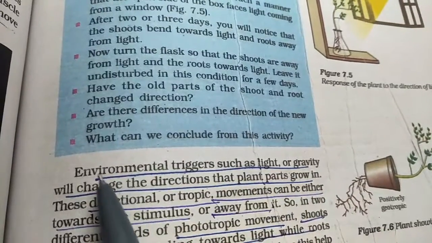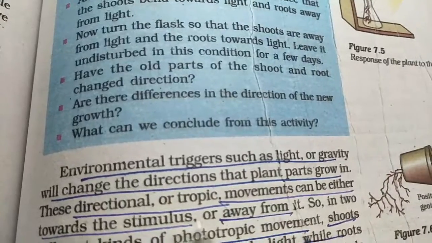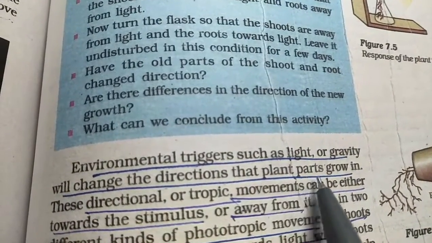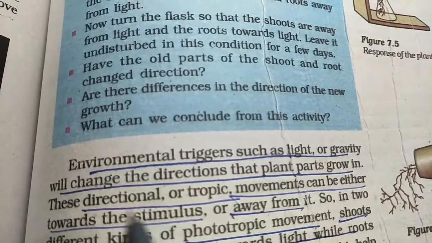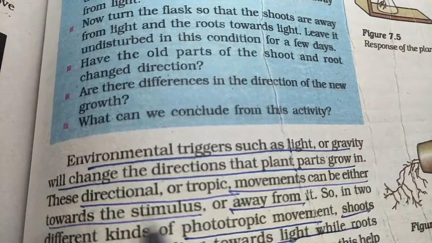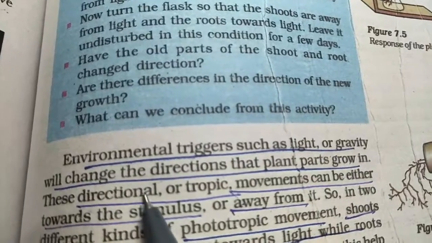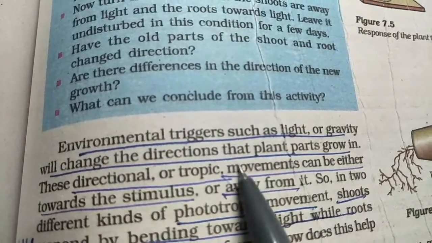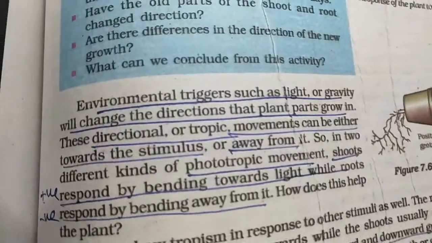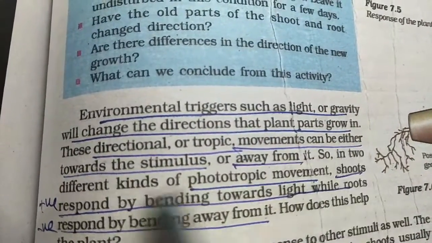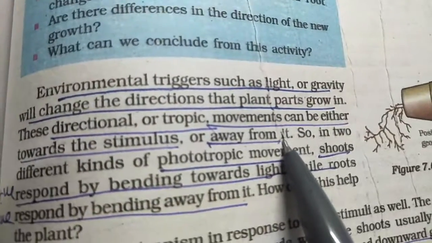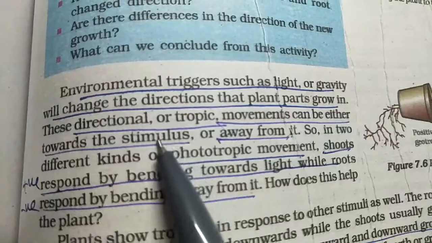Now there are certain environmental stimuli like light and gravity. These change the direction that the plant parts will grow. The direction is also known as tropic, so they are known as directional movements or tropic movements. These movements are of two types actually. The plants can either respond towards the stimulus or they might go away from the stimulus. It's not always that it will respond towards it.